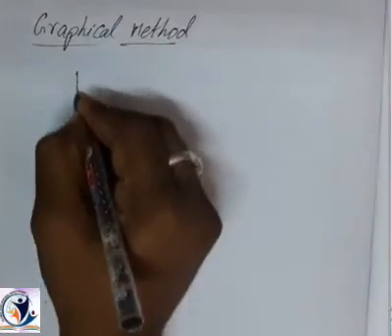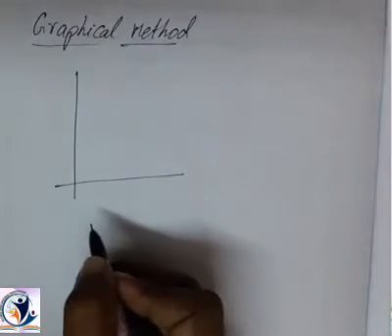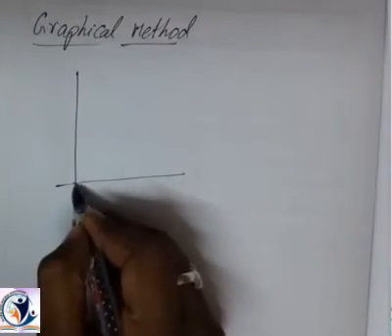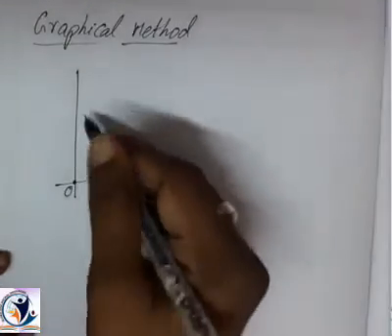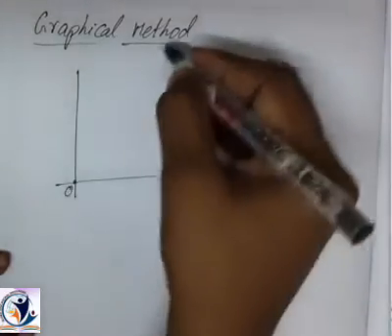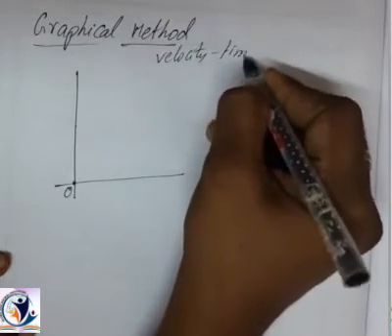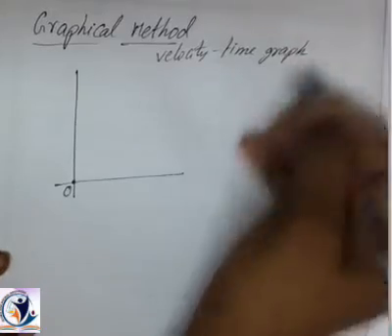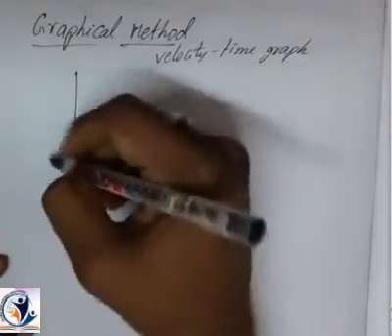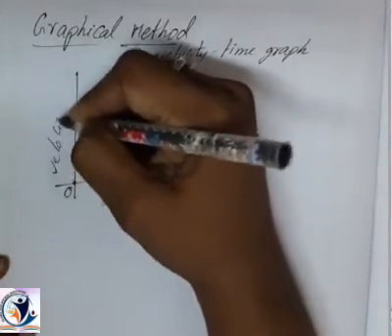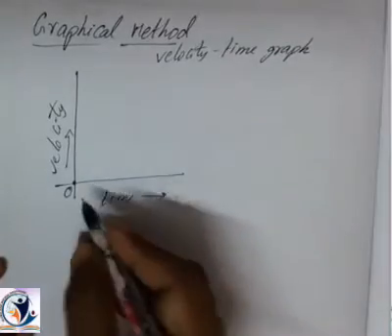Let us see. Suppose in the graph we are mentioning that the object, now this is the origin, right? This is the origin. Okay, so the object is starting, this is the velocity time graph, children. I am taking the velocity time graph. Time I am considering in this direction, and I am considering the velocity over here. Velocity I am considering here, that means in this direction. Now time is in this direction.